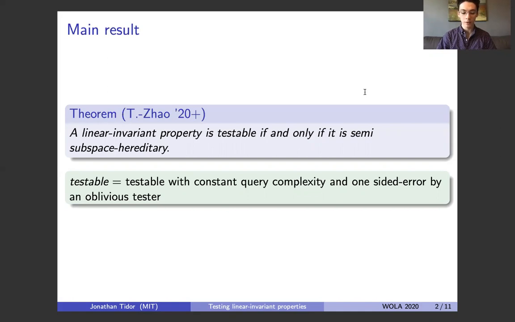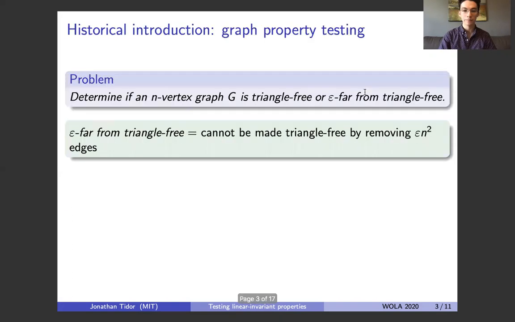I'm going to start with a detour through graph property testing. One of the most classical property testing problems is the following. You're given a graph G on n vertices, where n is some very large number, and you want to determine: is G triangle-free, or is it epsilon far from triangle-free? A graph is epsilon far from triangle-free if it contains some triangles, and you can't remove all of the triangles, even if you're allowed to remove up to epsilon n squared of the edges.